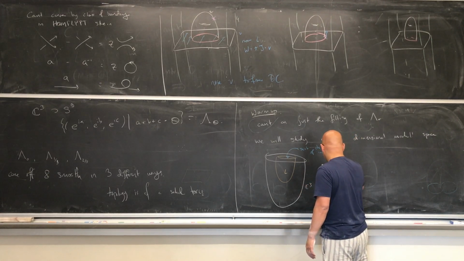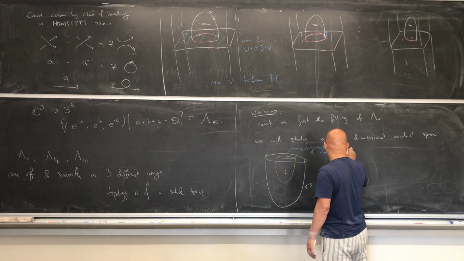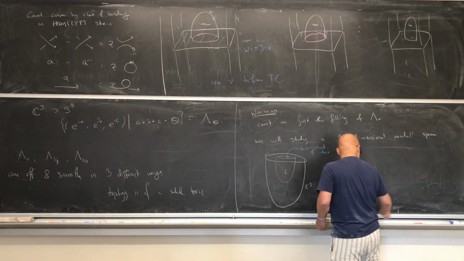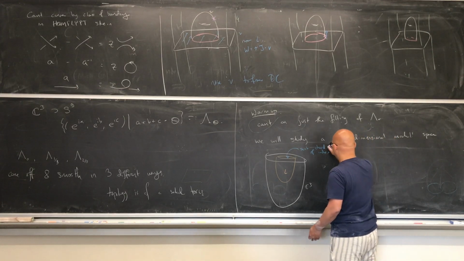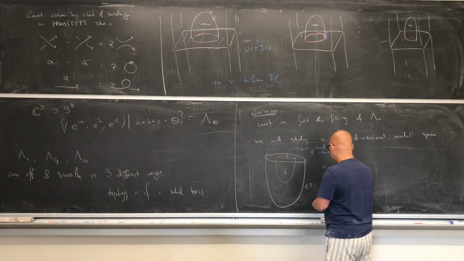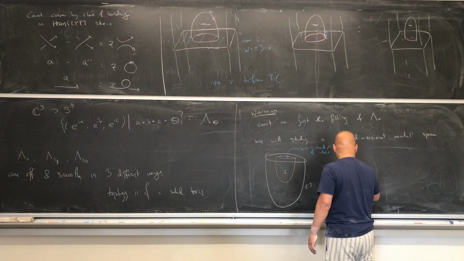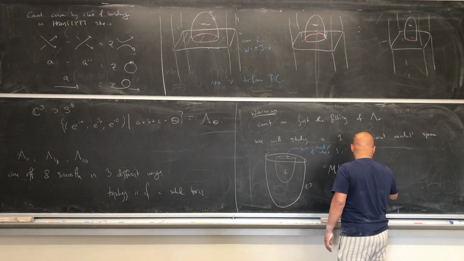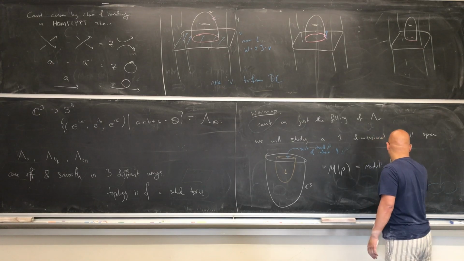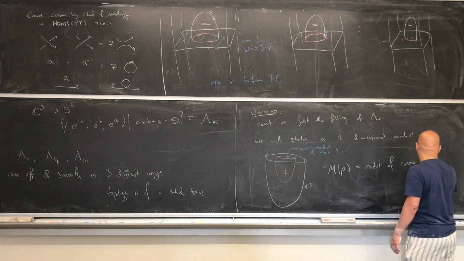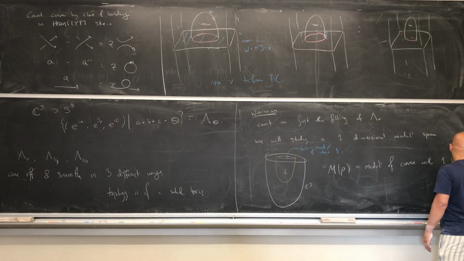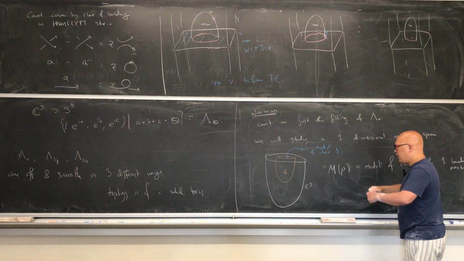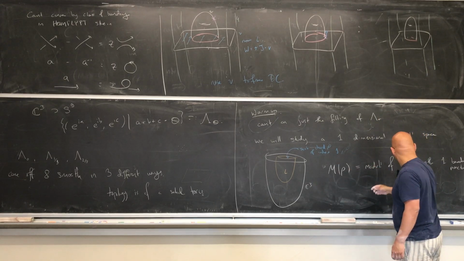Let's call it rho, the Reeb chord rho. Then I'm going to write M rho for the moduli space of curves with one boundary puncture, where the boundary puncture goes to infinity, asymptotic to rho.